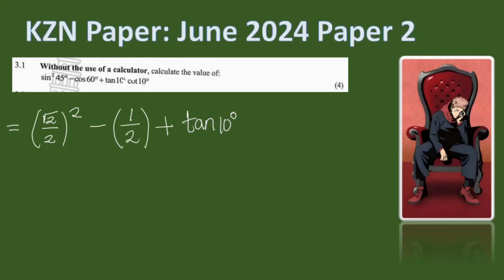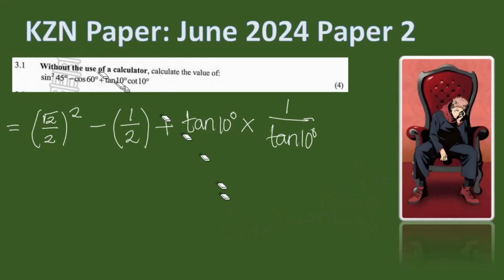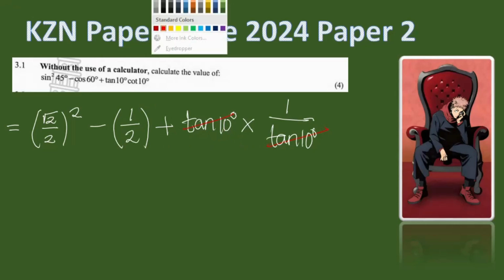Why? Because I'm seeing that this tangent of 10 is being multiplied with the cotangent of 10. Now remember, the cotangent is an inverse of what? Of a tangent. Now, how do I write the tangent as an inverse? I write it as a fraction, which is 1 over the tangent of 10 degrees. That's the cotangent of 10, right? Let me erase this now. So basically what this does is that this denominator tangent 10 will cancel numerator tangent 10, right?